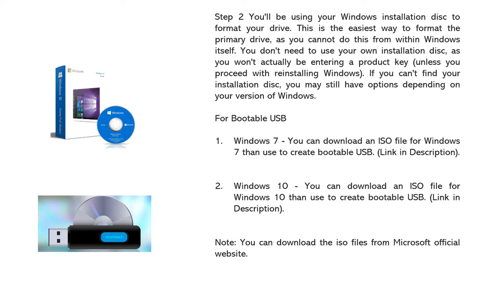Windows 7, you can download an ISO file for Windows 7, then use it to create a bootable USB. Link in description. Windows 10, you can download an ISO file for Windows 10, then use it to create a bootable USB. Link in description. Note, you can download the ISO files from the Microsoft official website.